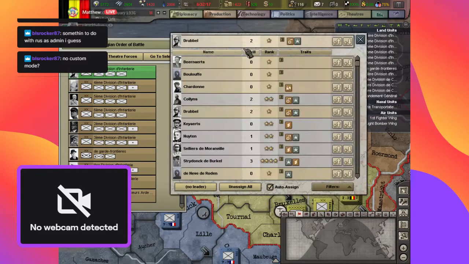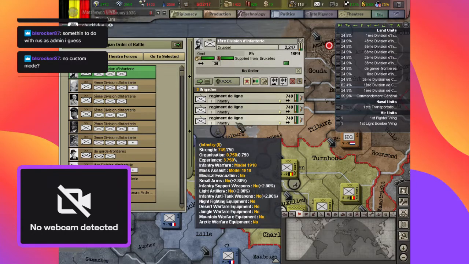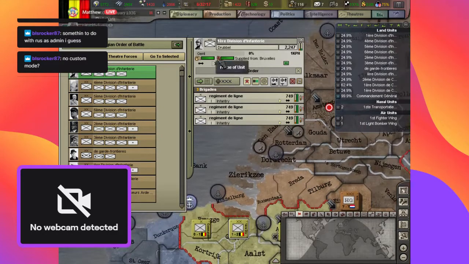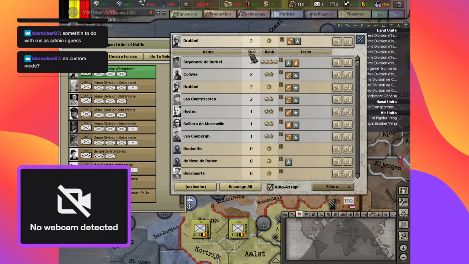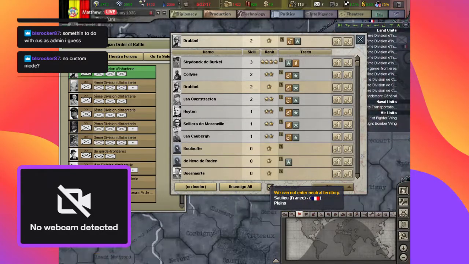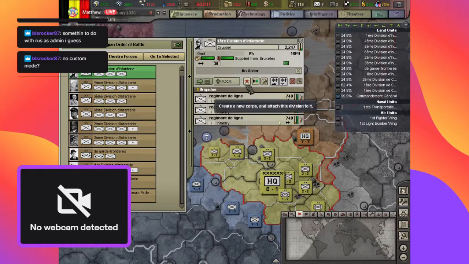If you want to, you can also change the generals, which is a good idea. And then you can also change the name of your division. Oh, yeah, each general has its own skill level, and it has different traits. So, depending on where they are... okay, let me show you.